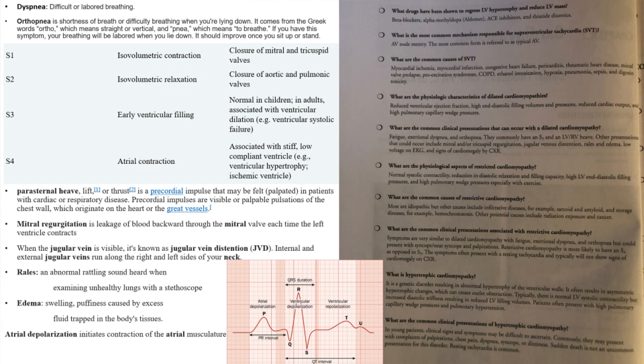Okay. Other presentations that could occur include mitral or tricuspid regurgitation, which is when some of the blood spills backwards because the valves aren't functioning properly. Jugular venous distension, which are visible jugular veins. Rales, which is an abnormal rattling sound in unhealthy lungs. Edema, swelling, low voltage on EKG, and signs of cardiomegaly by CXR.